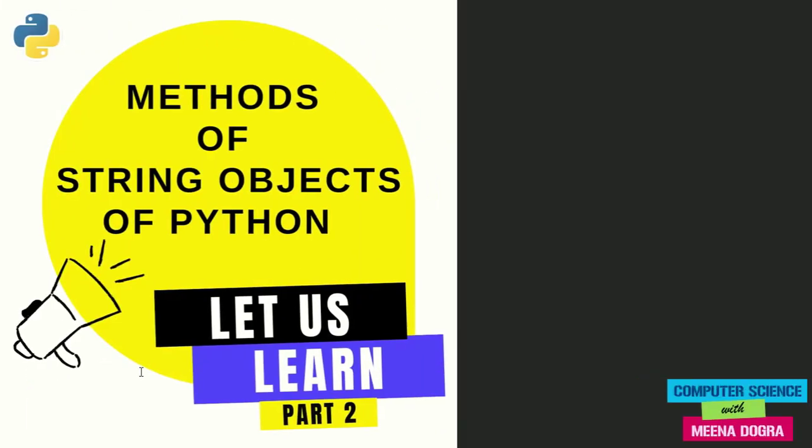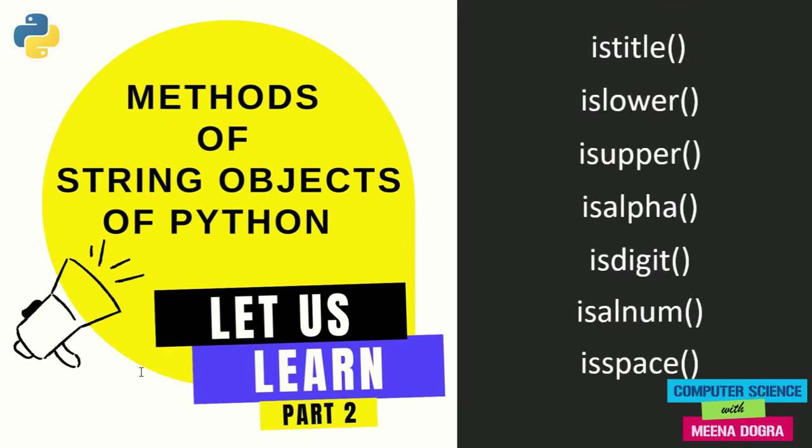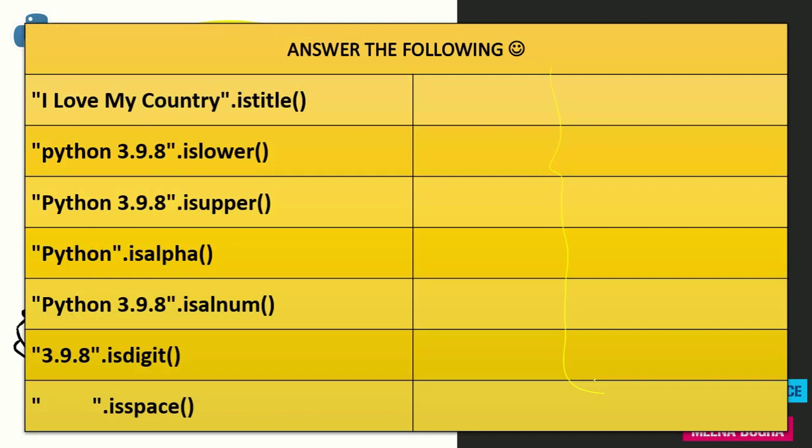And now after having done these 7 functions, istitle, islower, isupper, isalpha, isdigit, isalnum, and isspace, I would like all of you to attempt these questions and just let me know in the comment section their answers. I love my country.istitle, Python 3.9.8.islower, Python 3.9.8.isupper, Python.isalpha, Python 3.9.8.isalnum, 3.9.8.isdigit, and then these are spaces.isspace.